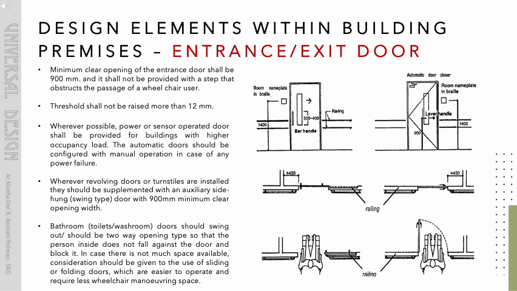Wherever revolving doors or turnstiles are installed, they should be supplemented with an auxiliary side-hung, swing-type door with 900 mm minimum clear opening width. Bathroom, toilet/washroom doors should swing out or be two-way opening type so that the person inside does not fall against the door and block it. In case there is not much space available, consideration should be given to the use of sliding or folding doors, which are easier to operate and require less wheelchair maneuvering space.